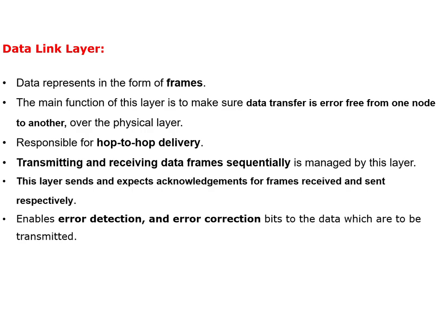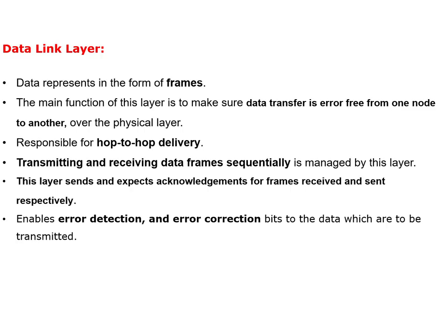The major functionality of the data link layer is error-free data transfer. You need to transfer the data from one node to another node over a network communication, so it is responsible for hop-to-hop data delivery. Next, another major functionality of the data link layer is transmitting and receiving the data frames in a sequential manner. The data link layer also enables error detection and error correction. That is a major role of the data link layer in the OSI reference model.